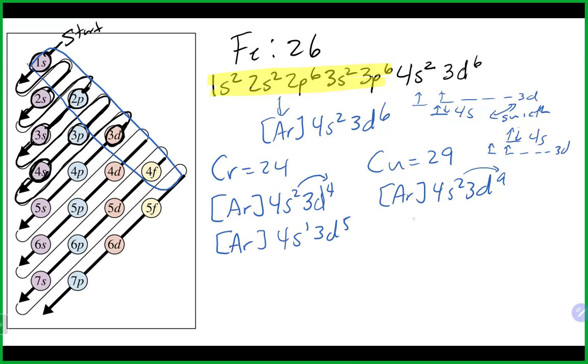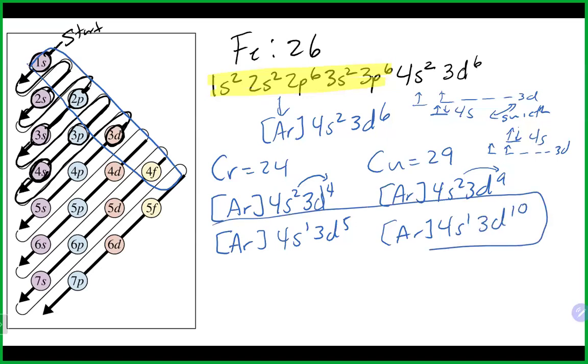And the same sort of exception happens over here for copper: one less electron in the s and one more electron in the d. That fills up the d orbital there for copper, and it'll also have that one electron hanging up there in the 4s, which makes it a little bit more stable. So those are two that you are responsible to know: chromium and copper.